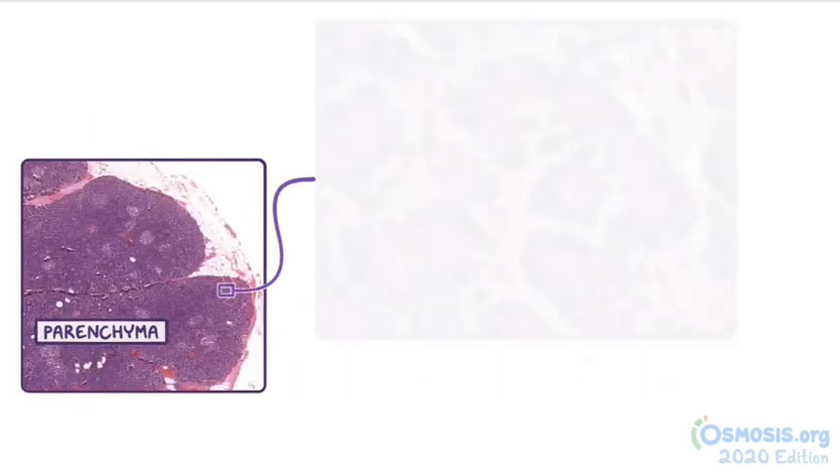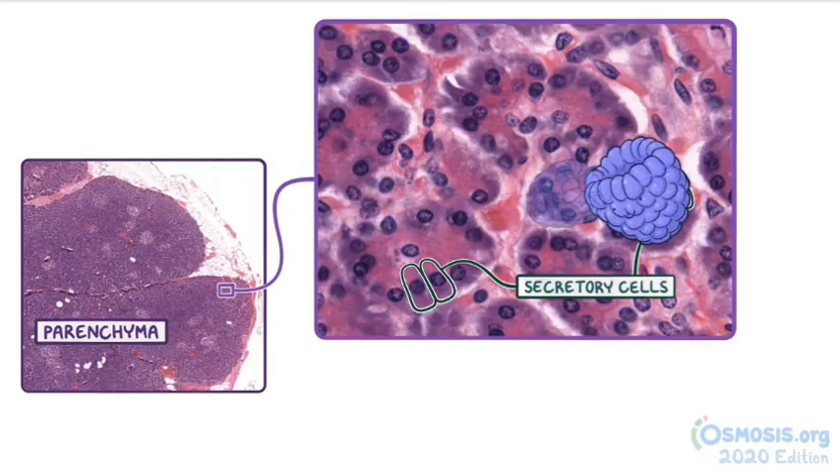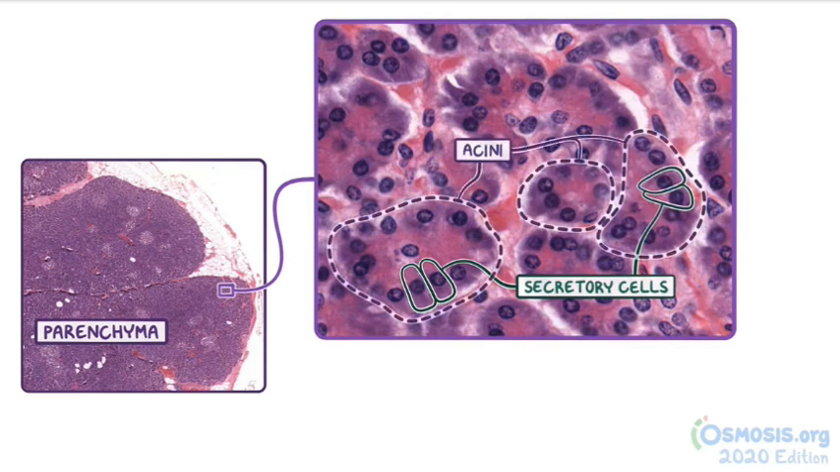If we take a closer look at this slide stained with hematoxylin and eosin, or H&E for short, we can see that the majority of the parenchyma consists of the exocrine portion of the pancreas. The exocrine secretory cells are arranged in groups that resemble a berry surrounding a central lumen. In Latin, acini means berries, which is why the groups of exocrine cells are called acini.